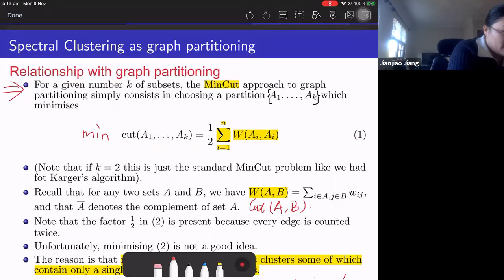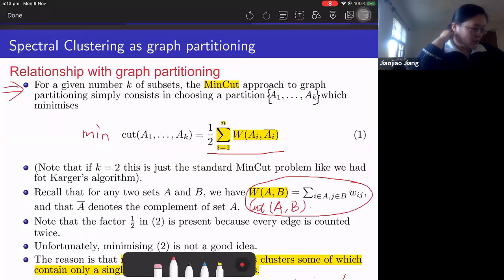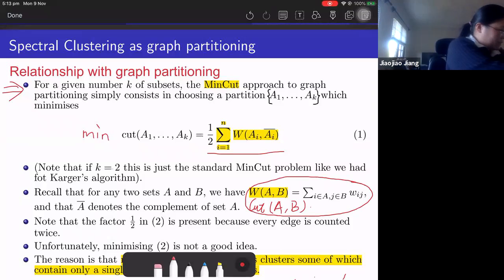For a given number k of subsets, the mincut approach for graph partitioning simply consists in choosing the partition A1 to AK which minimizes this expression. We talked about the definition of W(A,B) given here. Suppose we have two sets A and B, then W(A,B) gives us the sum of the weights on the edges linking the nodes in set A and set B. By using this definition, we can easily understand the mincut approach for graph partitioning.